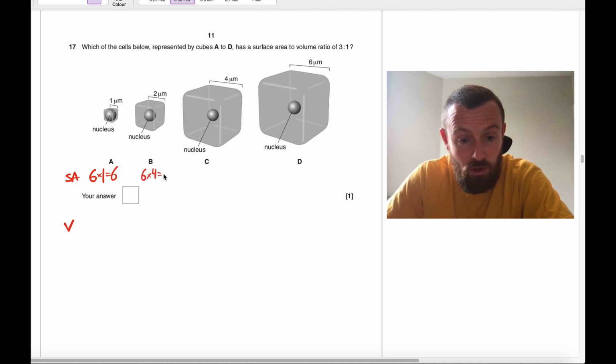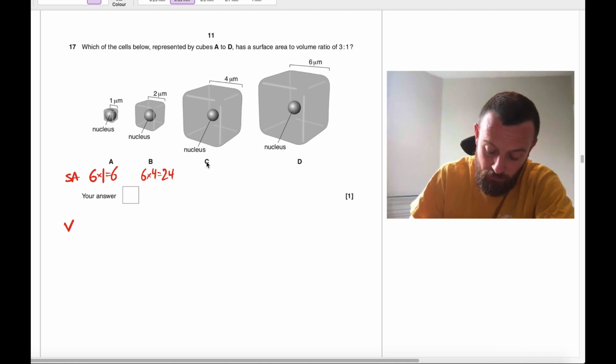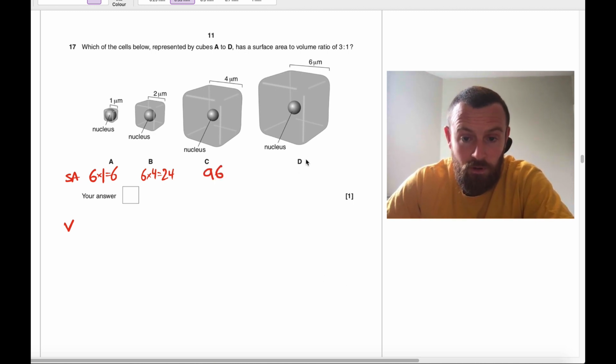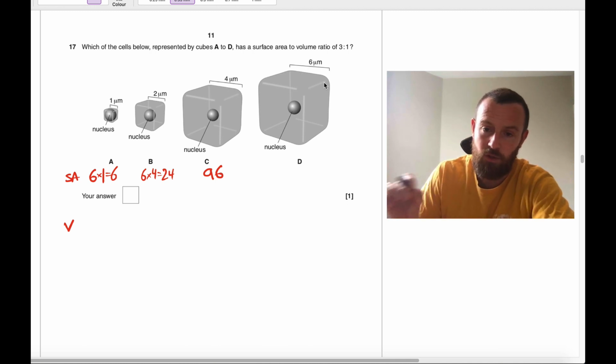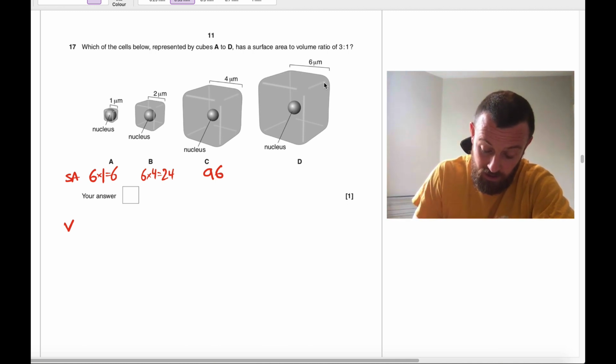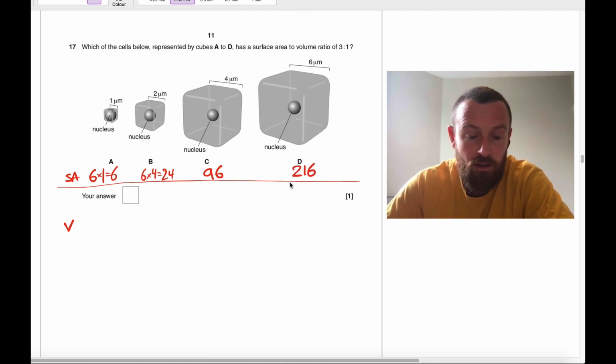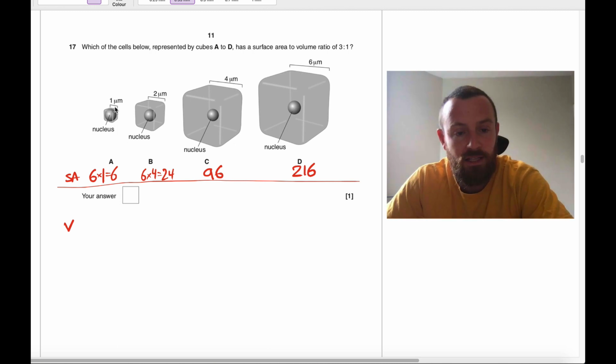which is equal to 24. This is 6 times 16, because 4 by 4 is 16. I've got to do that on my calculator here. That's 96. And this is going to be, so 6 squared is 36 times 6 equals 216. Okay, so that's the surface area up here. Now let's do the volume. Slightly easier, we just have to cube it.